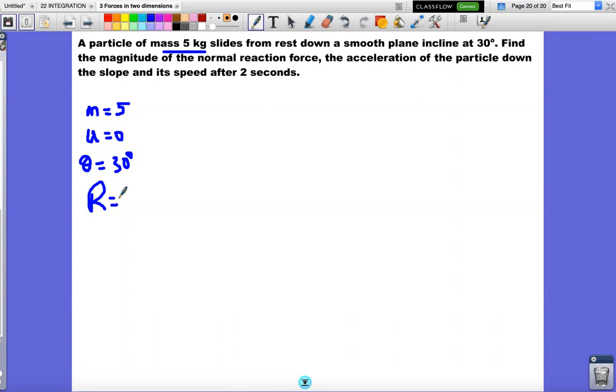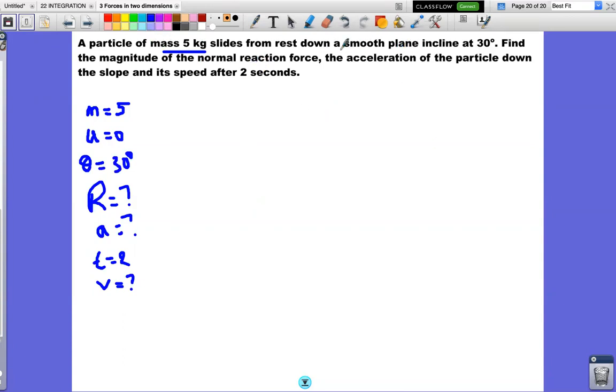We don't know the normal reaction. The acceleration, we don't know a. And its speed after 2 seconds. When t is 2, we are asked to find v. Okay. You read through the problem, you reason it.